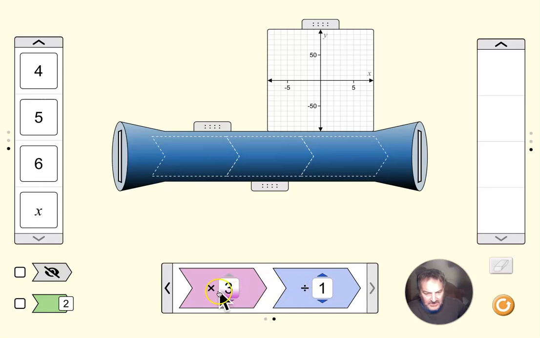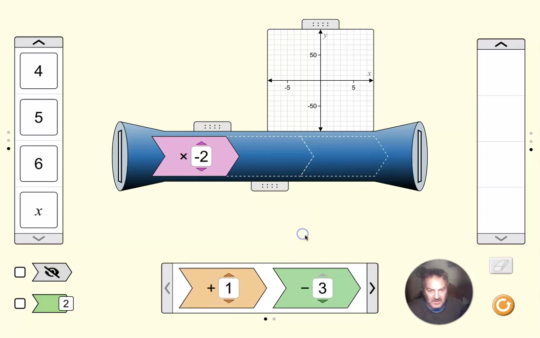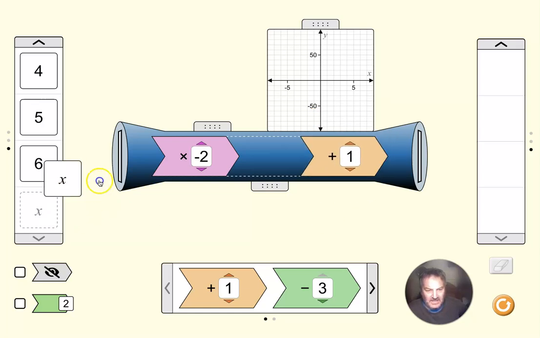Okay, so let's do that. Let's put negative 2 up here, and the plus 1, I'll bring that up here, put that in there, and then we'll run the x in. And what kind of equation is that going to be? So that is the equivalent, right? Negative 2x plus 1. Same thing as 1 minus 2x.